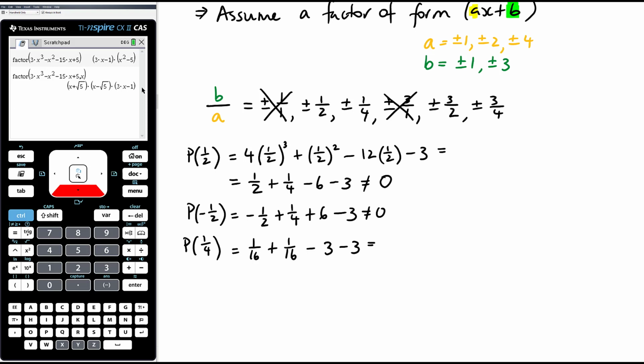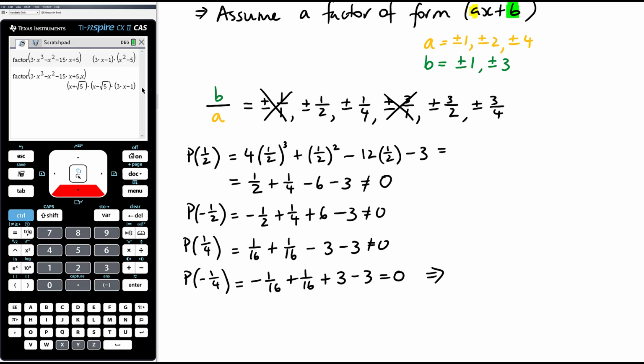Okay, so not quite, but I'm actually liking the look of these numbers. I think if I change the sign, all of a sudden I'm going to have the negatives in the right places. So if we try p of negative 1/4, the cube term is going to become negative. The squared term will stay positive, so they're cancelling each other out. The x term is now going to become positive because it'll be negative 12 times negative 1/4, so plus 3, and that'll be cancelled out by the negative 3. So this does equal 0.